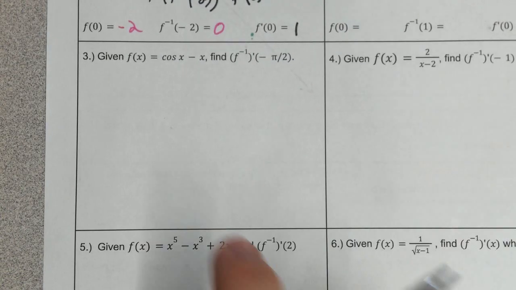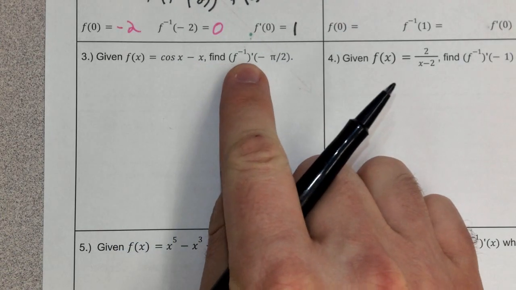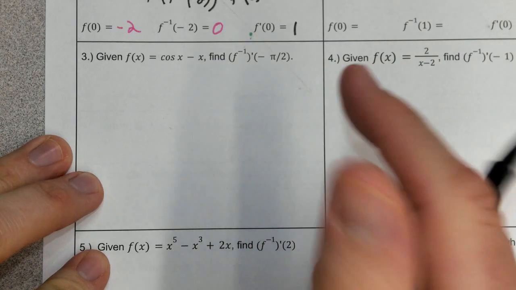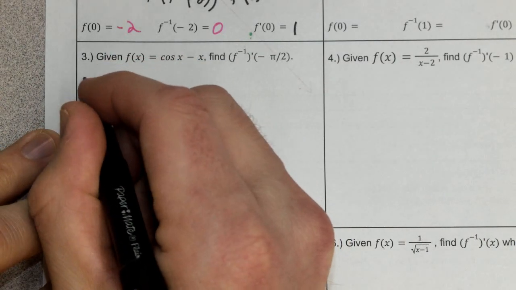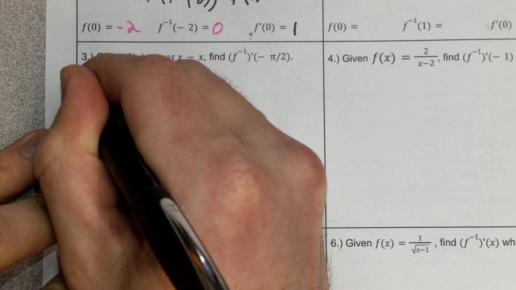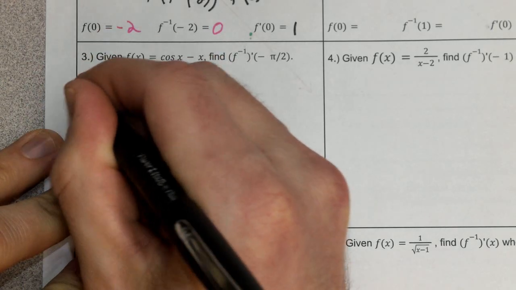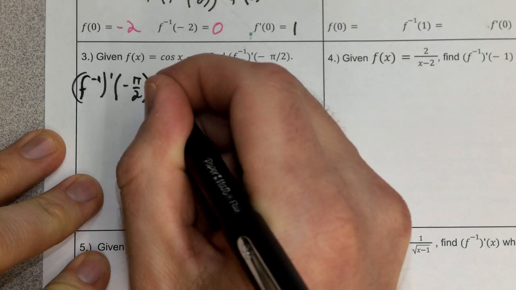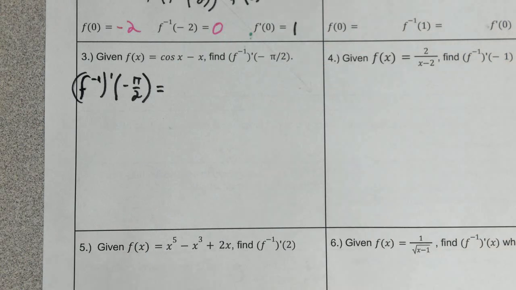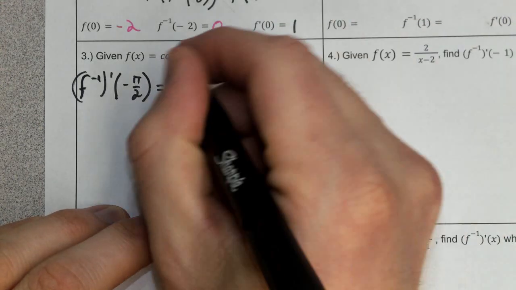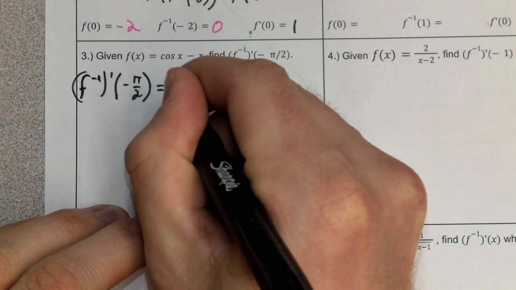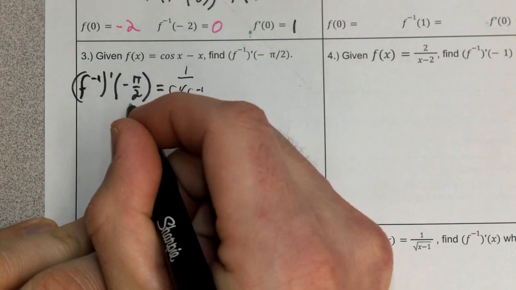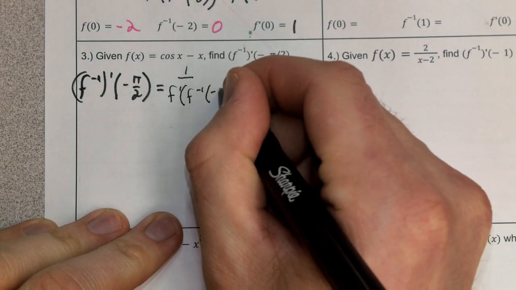So you're just told, here's your function, find f inverse prime at negative pi over 2. Now I would start off the same way. I would say, okay, here's the thing that I want to know, f inverse prime of negative pi over 2. And then I would use that third variation of the formula there. So it'd be 1 over f prime of f inverse of this value right here, negative pi over 2.